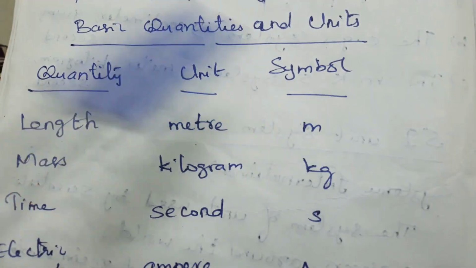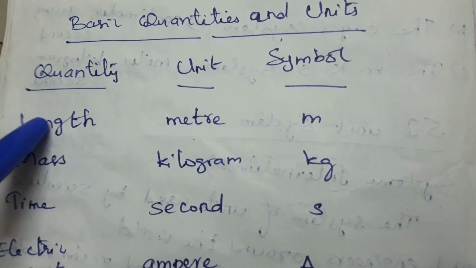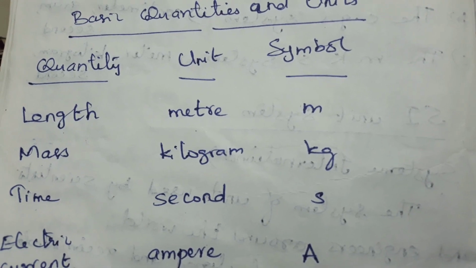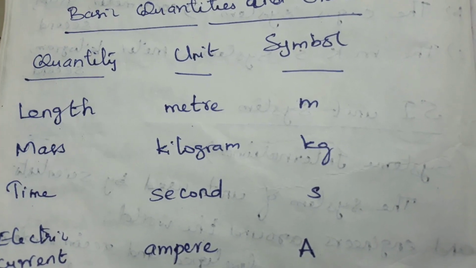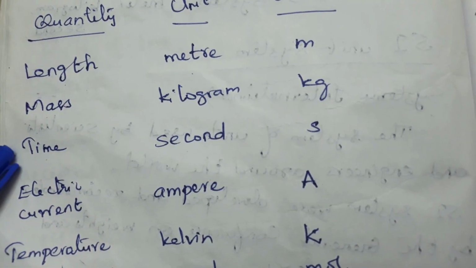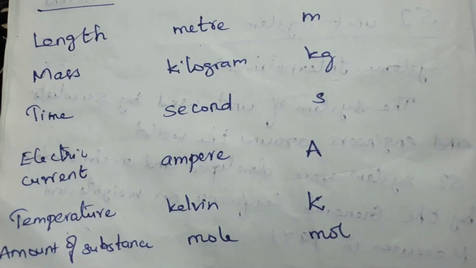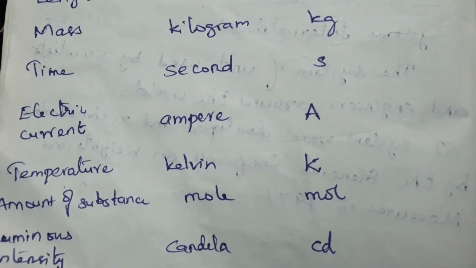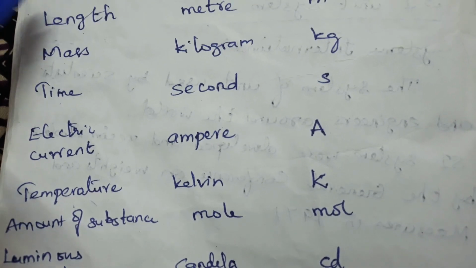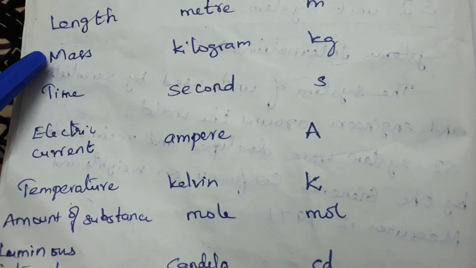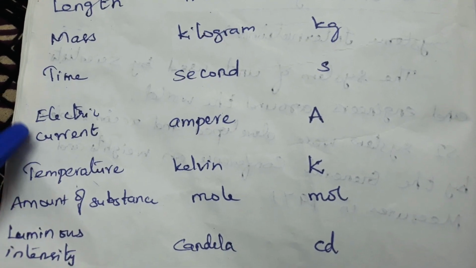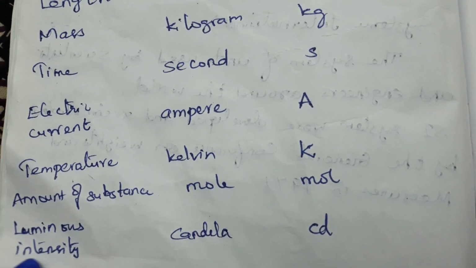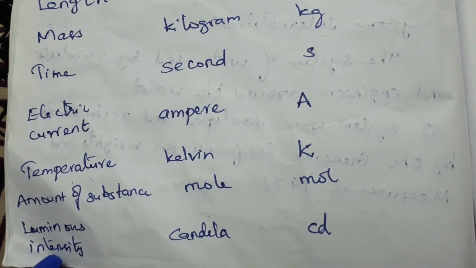Quantity, unit, simple. There are 7 fundamental quantities, or 7 basic quantities. What are they? Length, mass, time, electric current, temperature, amount of substance, luminous intensity.